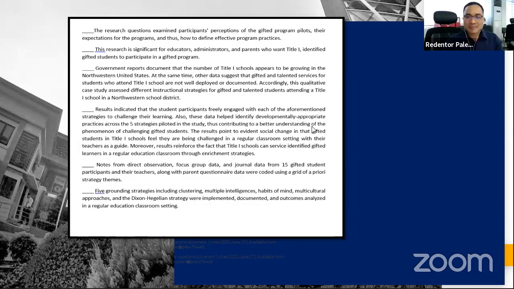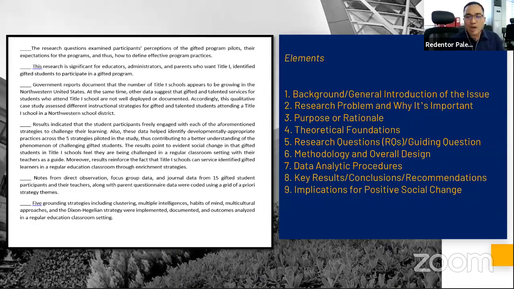So, take a note. We have here elements on the other side. Which one would specify the research problem and why is it important? What do you think is stating the purpose or the rationale? And then the theoretical foundations. What do you think would be the methodology and overall design? And what do you think would be the data analytic procedure, the key results or the conclusion, and then the implication for positive social change?